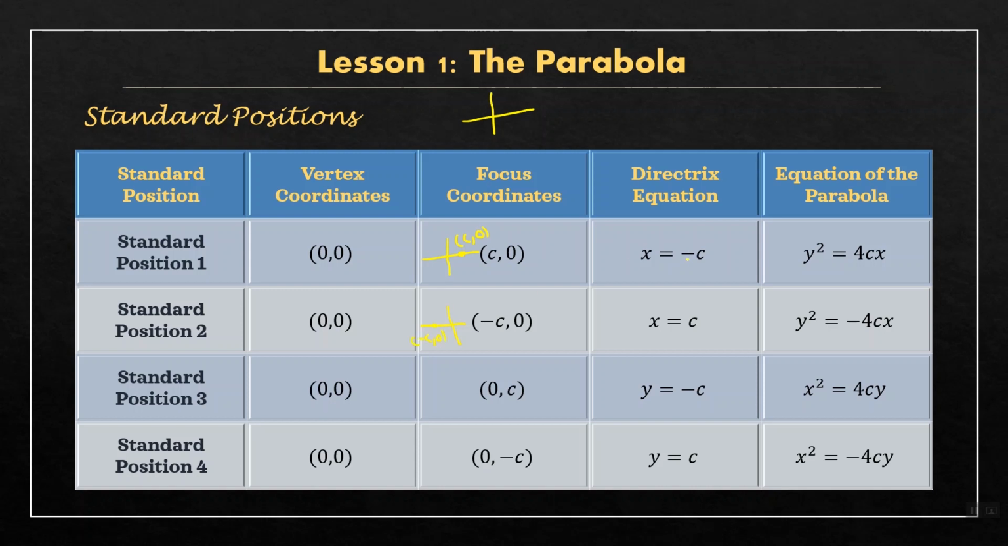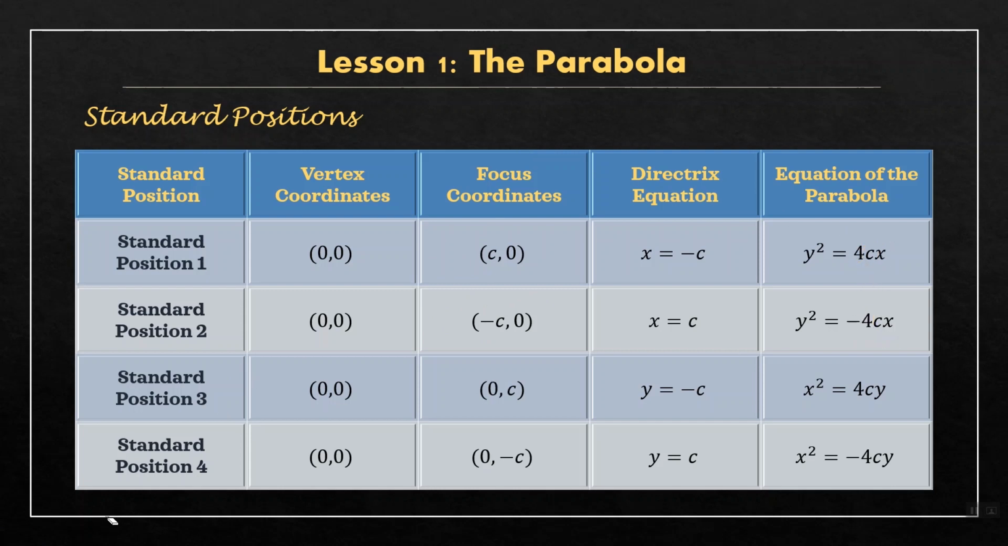The directrix is going to be in the opposite direction. So the directrix is going to be here at x equals minus c, and also here at x equals c. The equation is going to be 4 multiplied by c, because we have c here, multiplied by x. The second one will be 4 multiplied by negative c, because we have negative c here, multiplied by x. So y squared equals 4cx, and y squared equals minus 4cx. These two now are called the standard positions number 1 and number 2. Now we will see the third and the fourth standard positions as well.